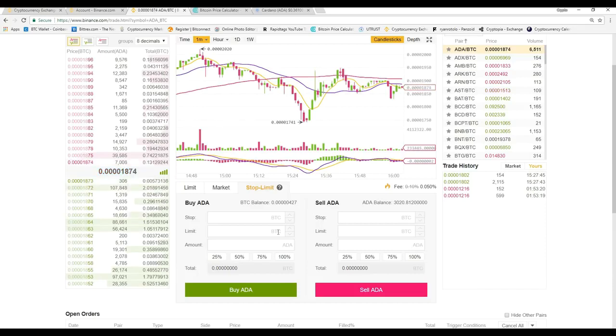So that is a great feature that I like, so you don't have to be sitting on your computer all day. You can set it and it will sit in your order book until Cardano hits that price that you want it to be.